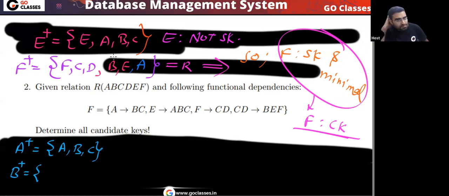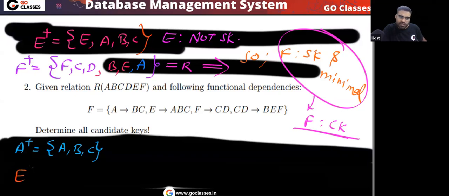See, notice one thing. A cannot work, because if A can work, then E also would have worked. Just use the logic. If A is a candidate key, if A can bring everyone, then E will also be a candidate key. But we have already checked that E is not a candidate key. Do you agree? Is this clear? Did you understand this?